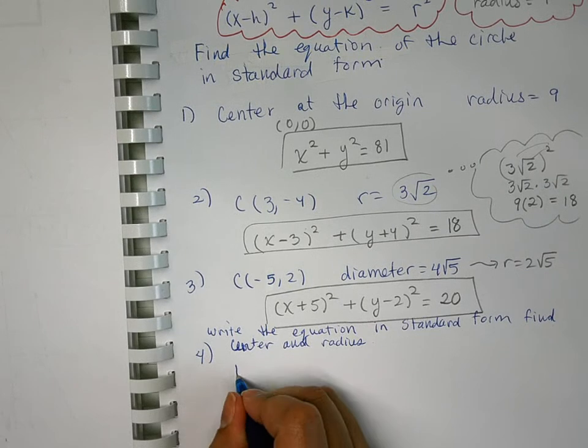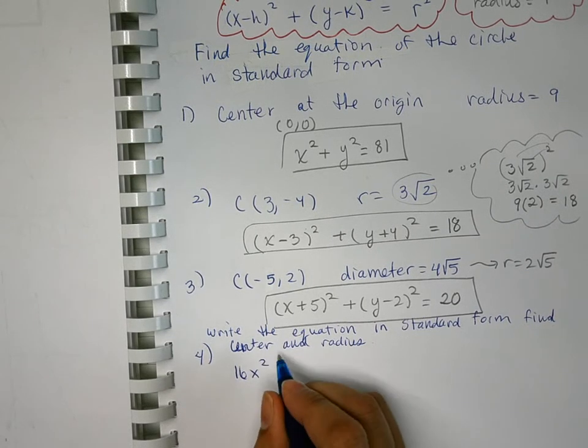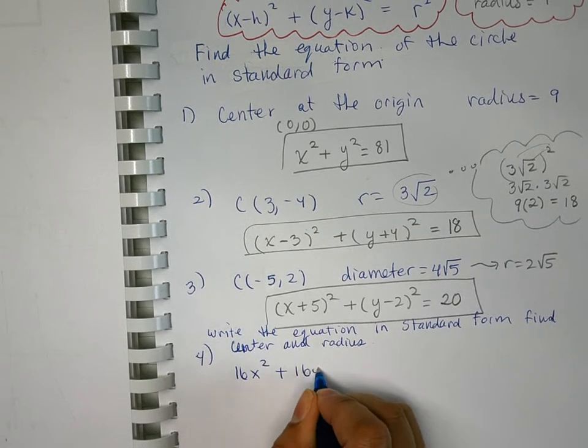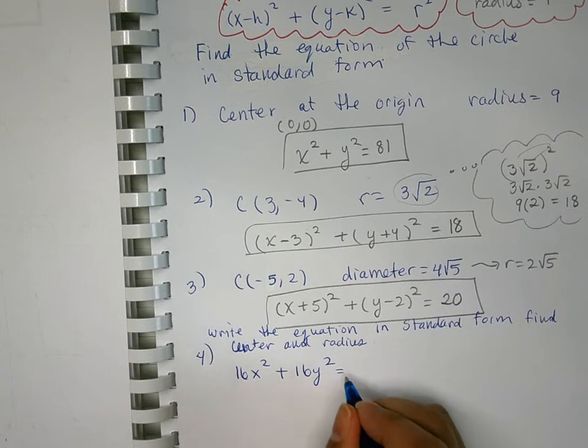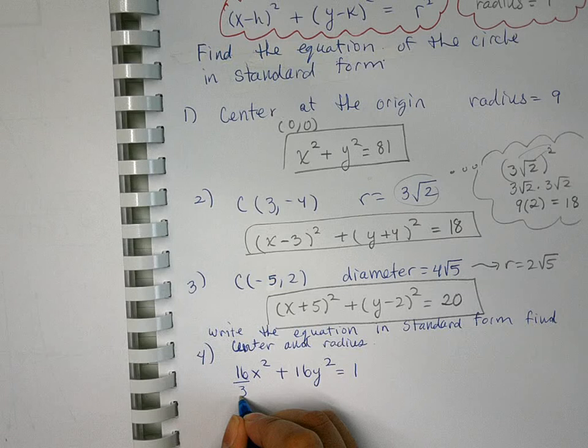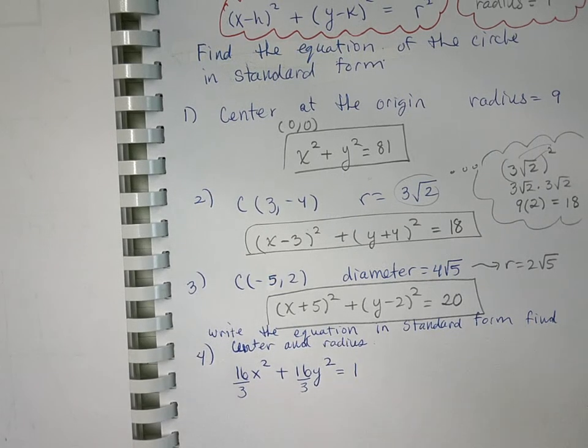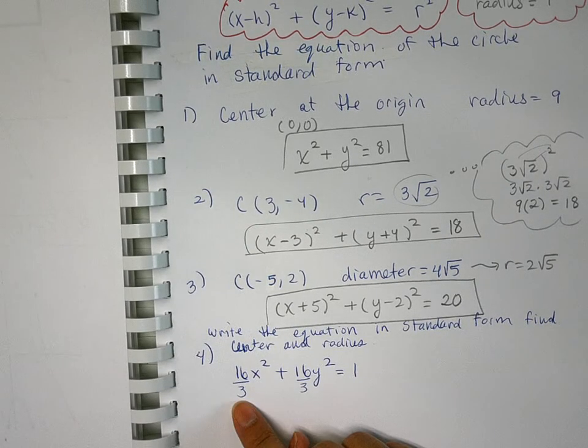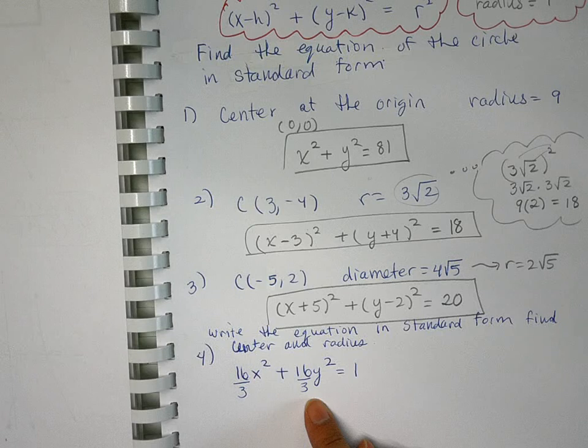All right, number 4. 16 x squared plus 16 y squared equals 1, and all of these are going to be divided by 3. This is the problem that I wrote at the beginning of notes that I erased. 16 over 3 x squared plus 16 over 3 y squared equals 1.